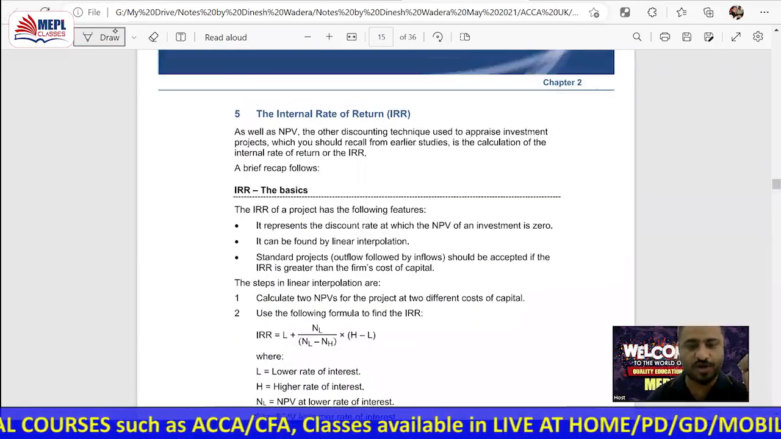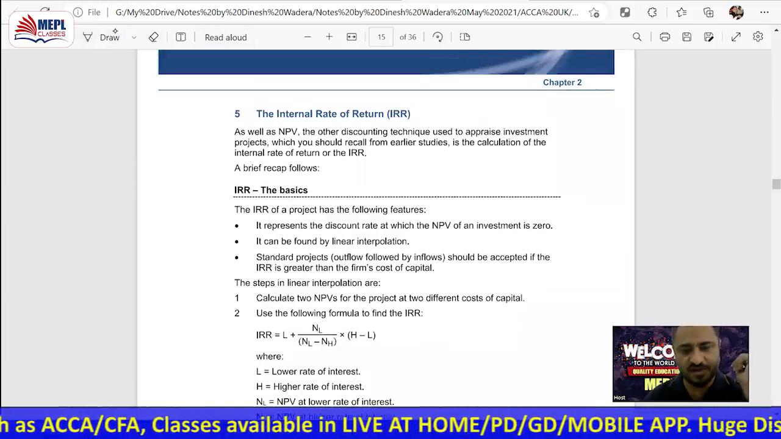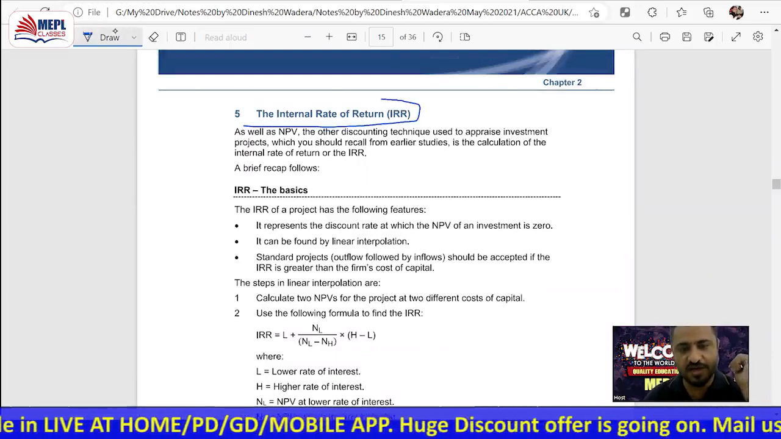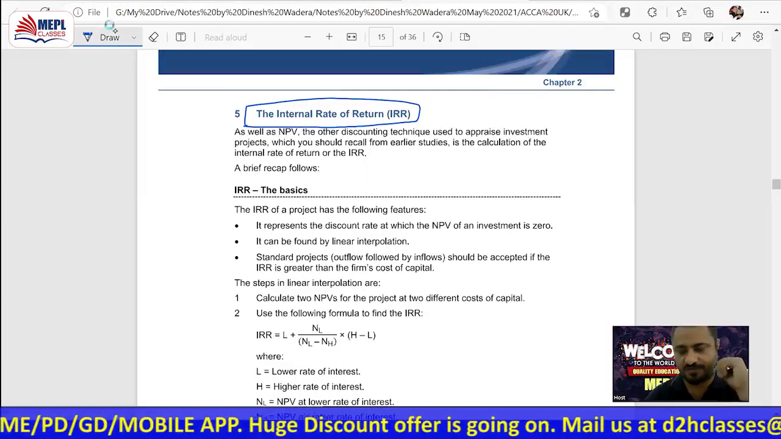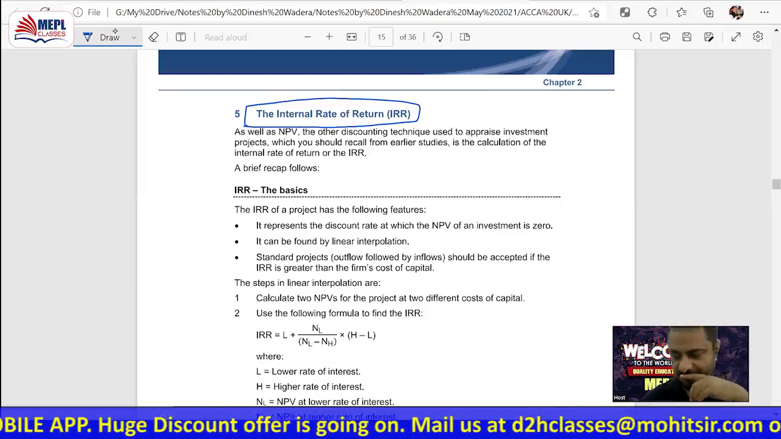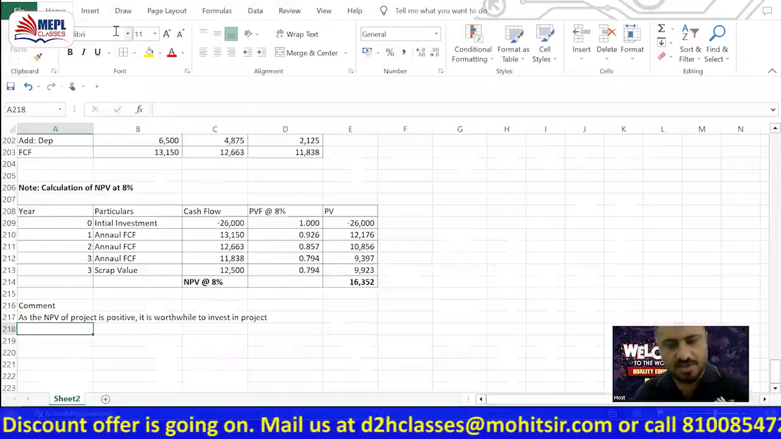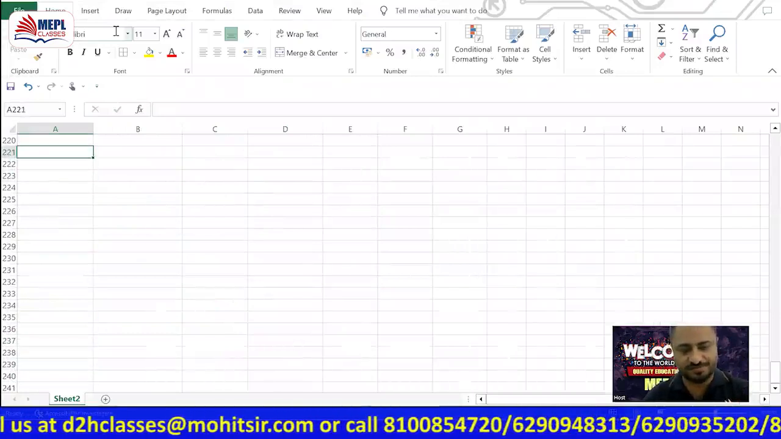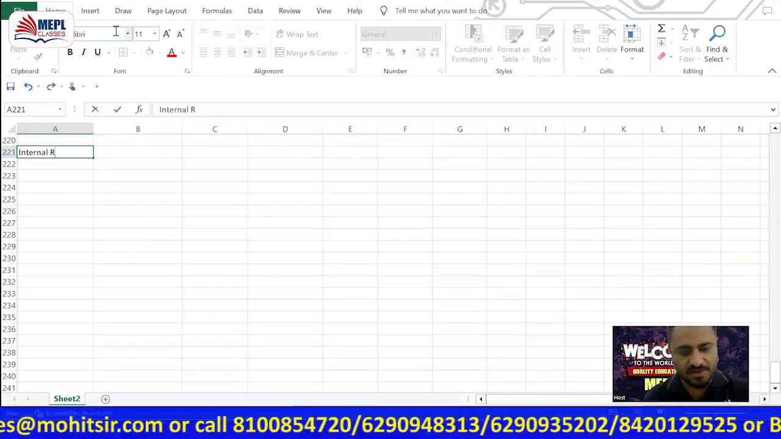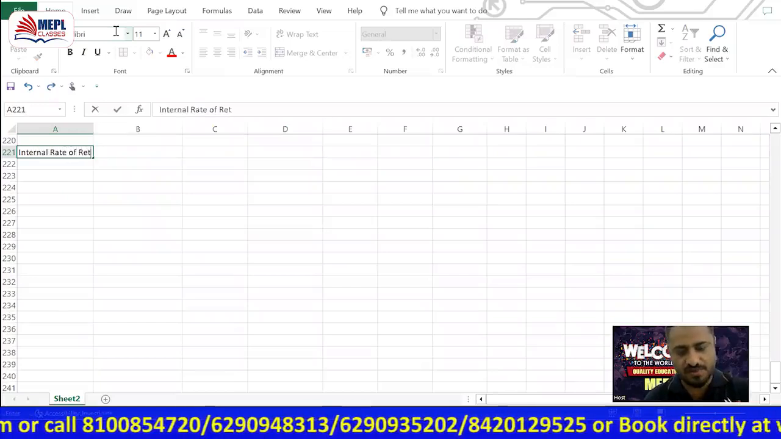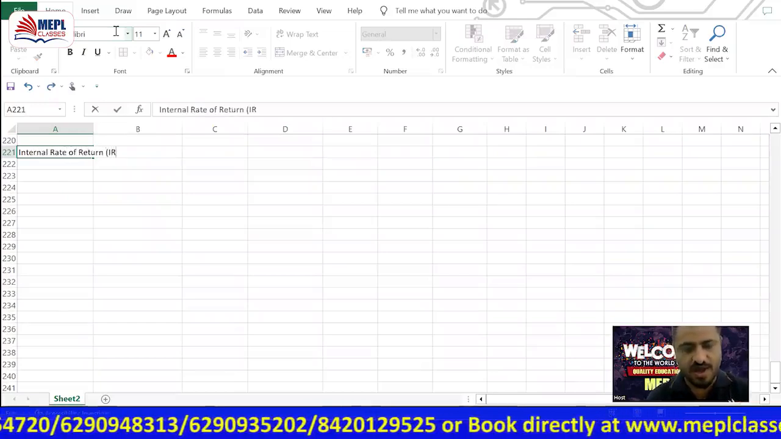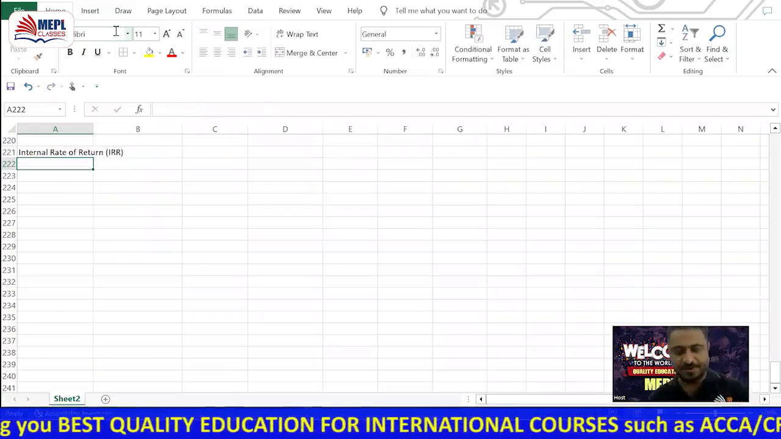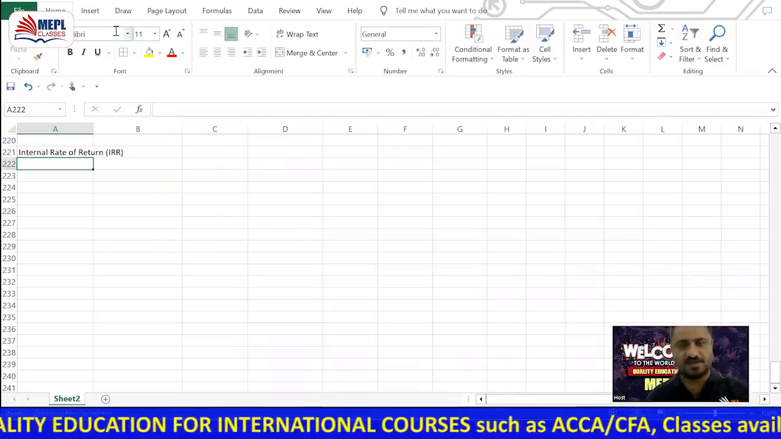Now, the very important topic is the calculation of IRR, internal rate of return. I tell you what this is. Okay, so let's get back to the basics again. Internal rate of return, IRR. Why do we call it that? See, pay attention, okay? The concept is more important.